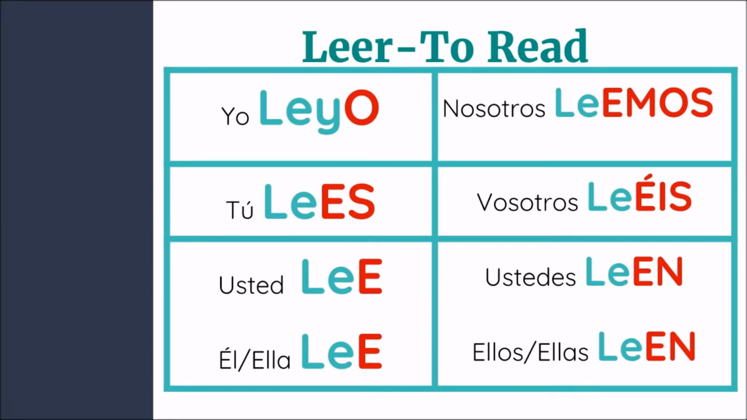Now, you may not have been expecting this, but this one is actually an irregular. As you look at the yo form, you will see that they add a Y. No one really knows why they add a Y. It still would have been pronounced leo, it seems, if you hadn't added a Y, but they added a Y. So just remember, yo, leo. It says yo right in the word. Next, lees. Usted, él, ella, lee. Don't say lee, lee. Nosotros leemos. Vosotros leéis. Ustedes leen. Or ellos, ellas leen.